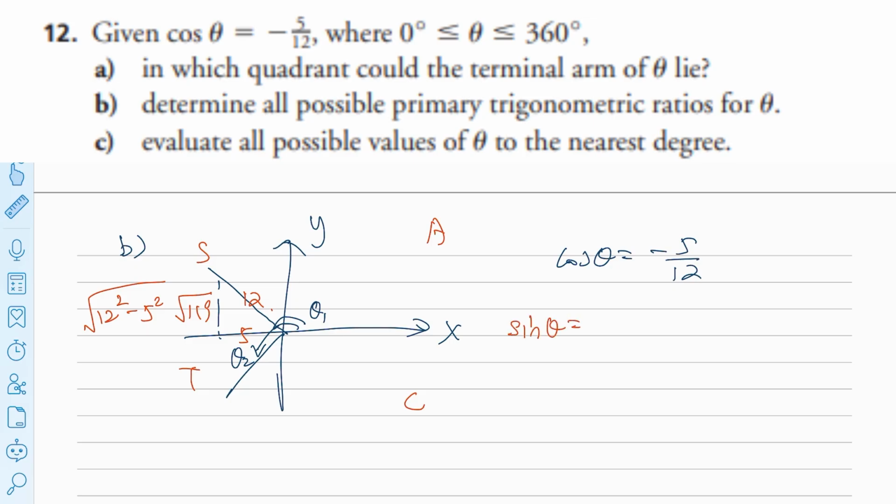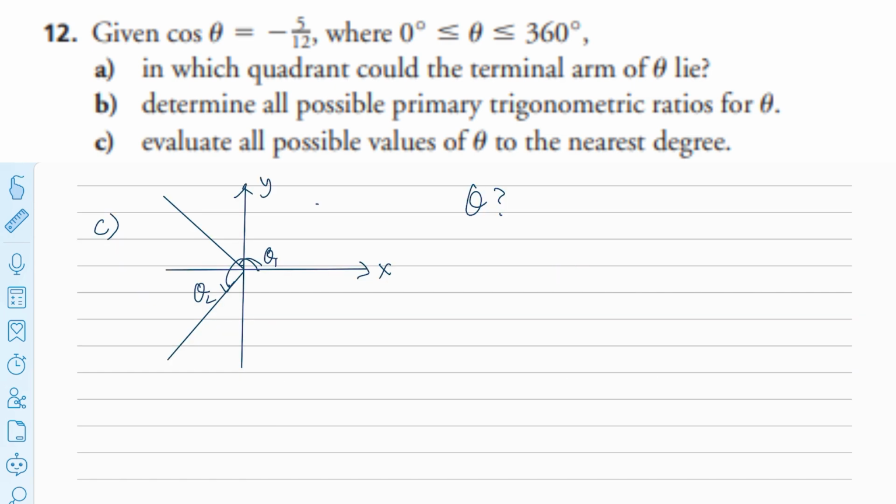This will give us a sine ratio of square root 119 over 12, and because we have two possible angles in quadrant 2 and 3, for the sine ratio, quadrant 2 will be positive and quadrant 3 will be negative. And then for the tangent ratio, same idea. We use square root 119 over 5. And same thing with the sine ratio, quadrant 2 will be negative and quadrant 3 will be positive.